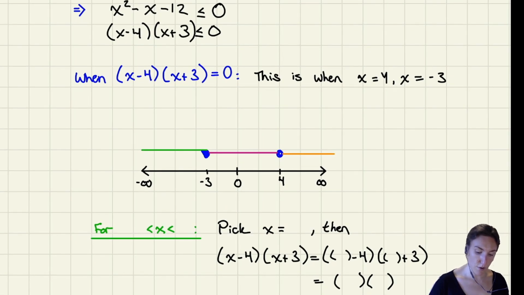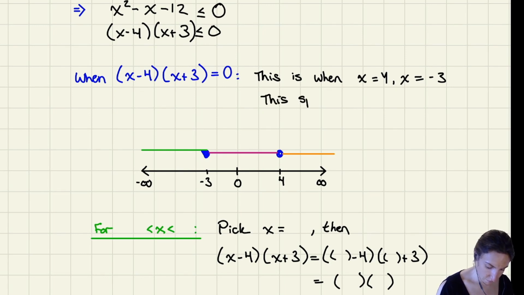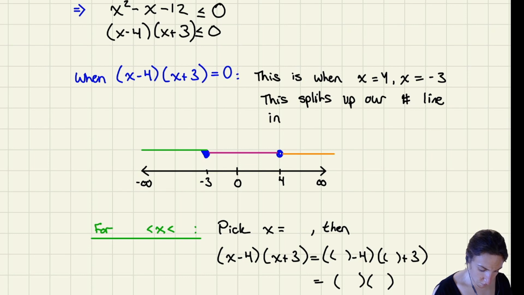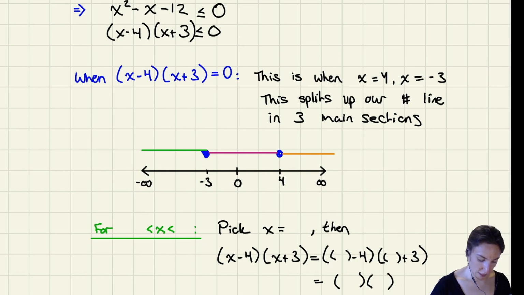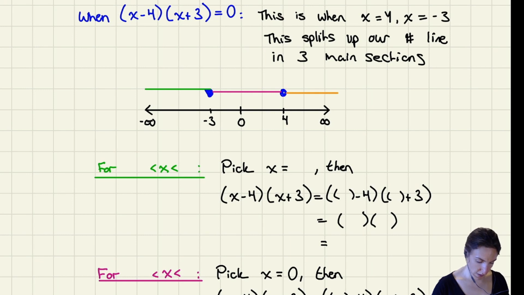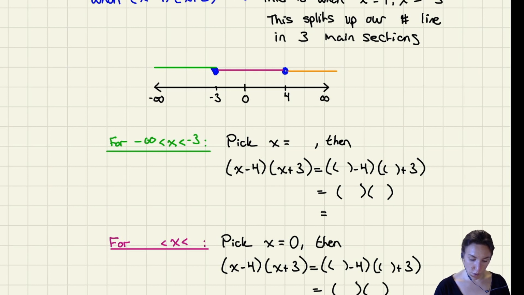Okay, so we have 0 at 4 and -3. This splits up our number line into 3 main sections. Okay, so my first section, as I said, it's going to be between -infinity and -3. Now, pick a number, whatever number you want. So say I pick -4. Okay, I'm going to put -4 into the equation that I have above and see what I end up getting.